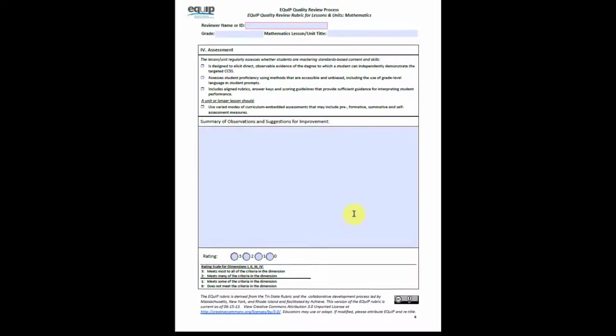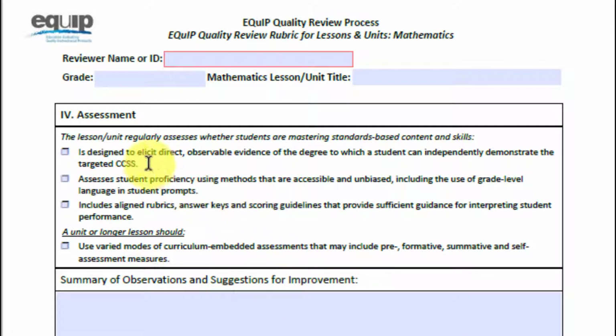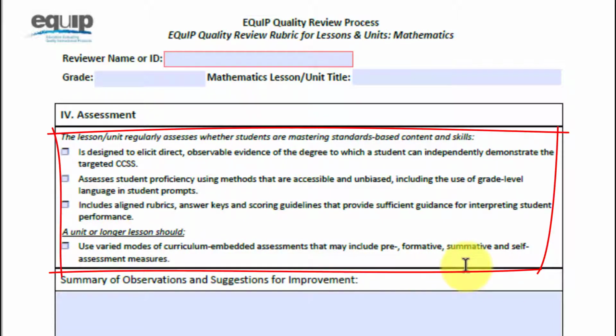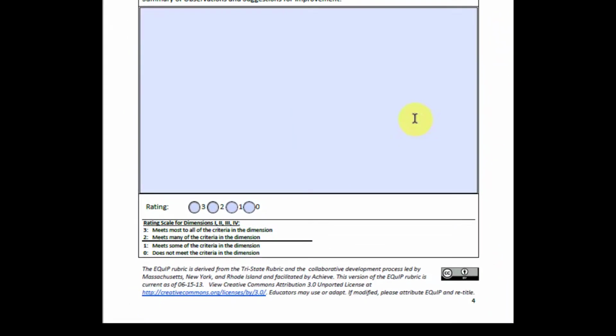The next page is assessment. So for assessment, they're looking to see what direct observable evidence there is, how unbiased the assessment is, and then how well were the materials that would be used for assessment constructed. If there was something longer than just a lesson, then you would also include this bottom part. There's always an open field for you to write observations and suggestions for improvement, and you get a rating.